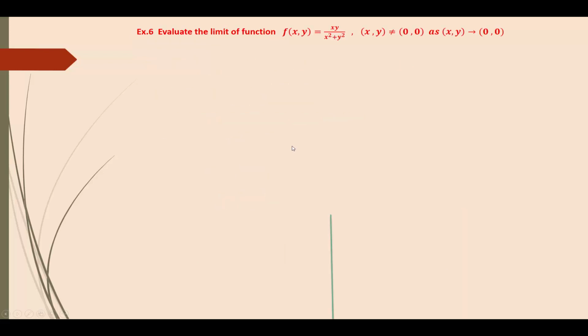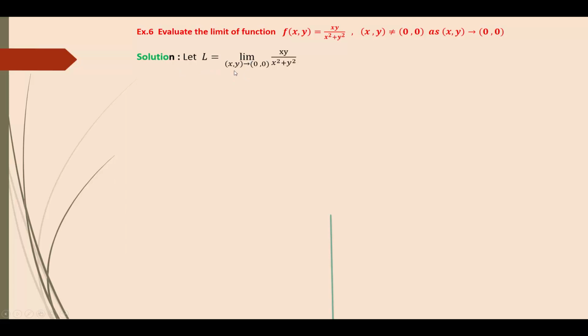Example 6. Evaluate the limit of function f of x, y equal to xy upon (x square plus y square) for x, y not equal to 0 as x, y tends to 0, 0. Means evaluate limit of this function at x, y tends to 0, 0. Solution.